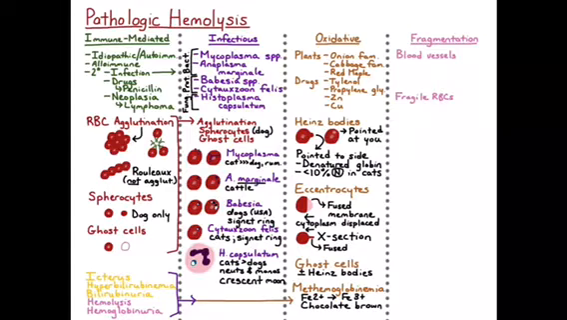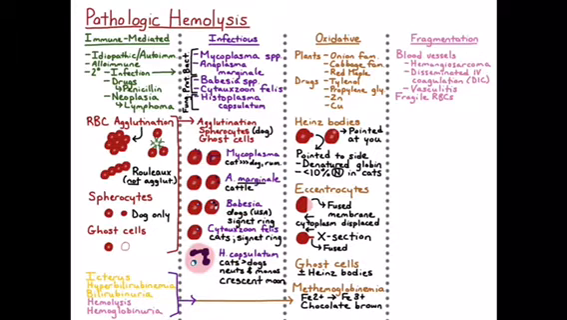Diseases of the blood vessels that can cause fragmentation include hemangiosarcoma, disseminated intravascular coagulation, or DIC, and vasculitis. Hemangiosarcoma is a neoplastic proliferation of endothelial cells. So it's a cancer of blood vessels, and this tumor forms tortuous blood vessels, so really irregular blood vessels. And because of all the turbulent blood flow going through those irregular blood vessels, the normal red blood cells get sheared as they move through.